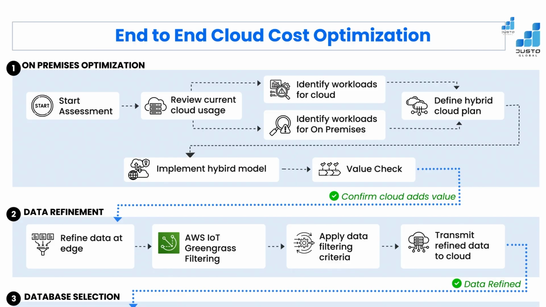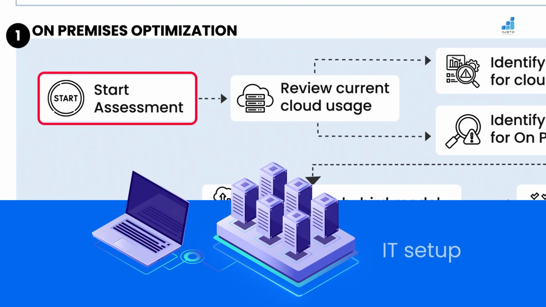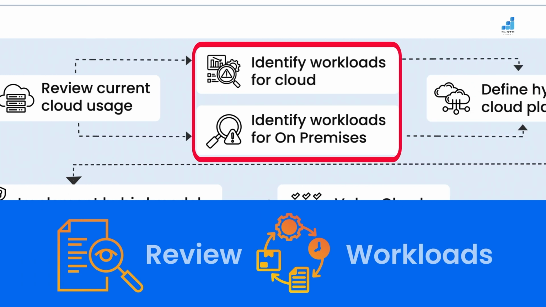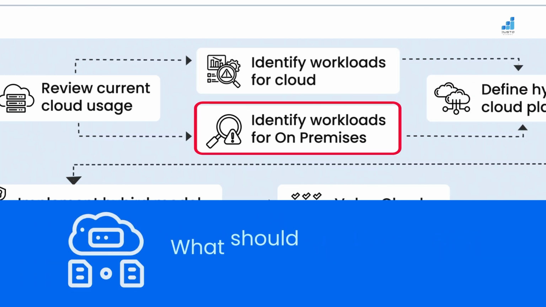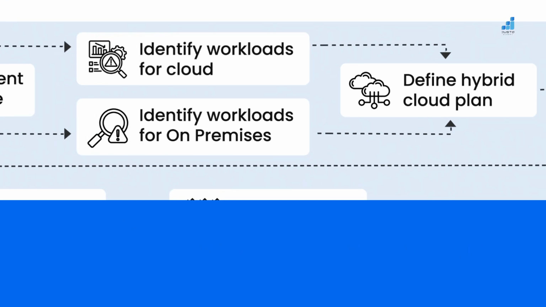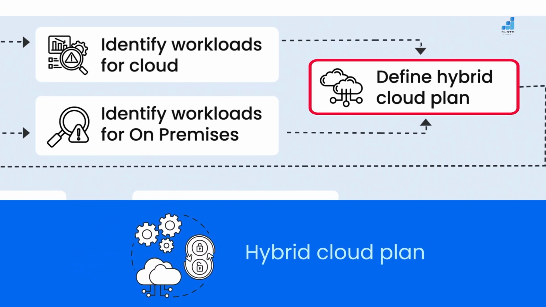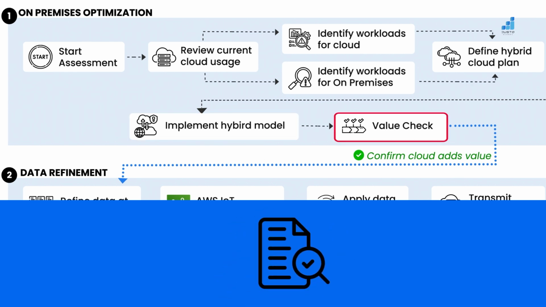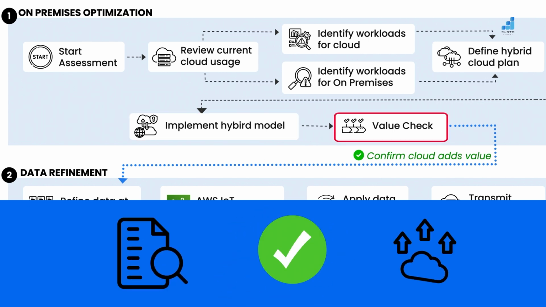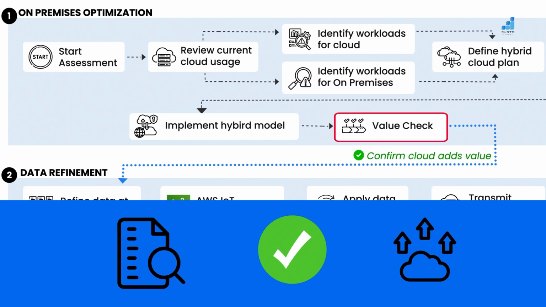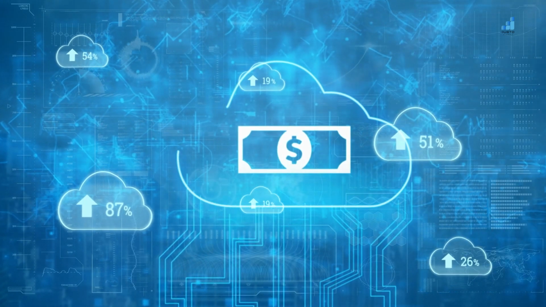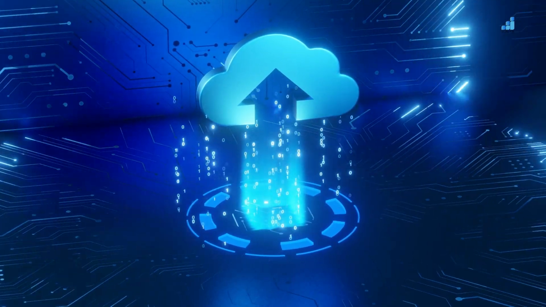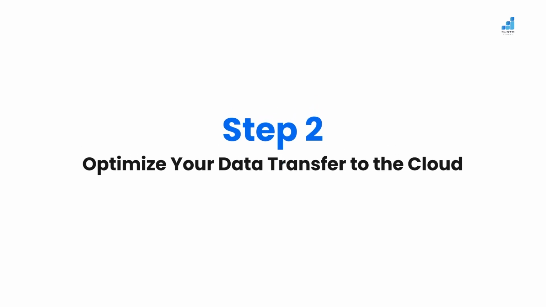Step 1. Start by assessing the current IT setup. Cloud usage is reviewed and workloads are categorized into 2 groups. What should move to the cloud and what should stay on premises? Based on this, a hybrid cloud plan is created. The hybrid model is then implemented, and finally a value check is done to confirm that moving to the cloud adds real value. This way, you only pay for cloud where it actually helps, and data moves smoothly between both on-premises and cloud.